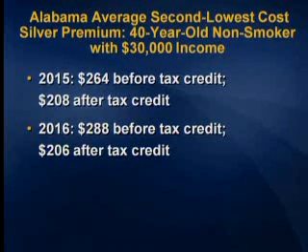$264 before tax credit, $208 after tax credit. This is for a single person with $30,000 income. 2016, it'd be actually a couple of dollars less after tax credit, even though the premium went up to $288. It's only $206.